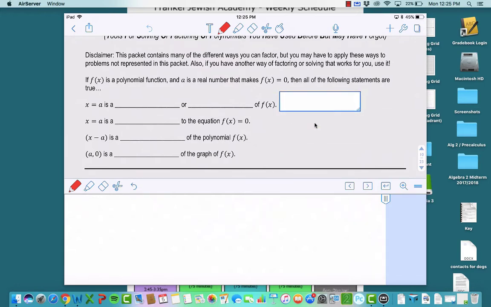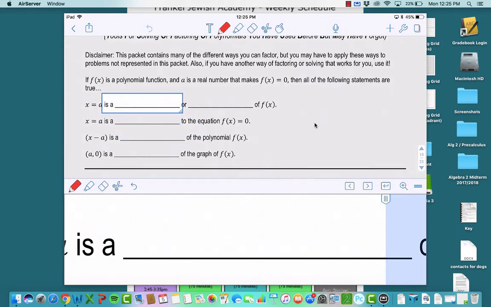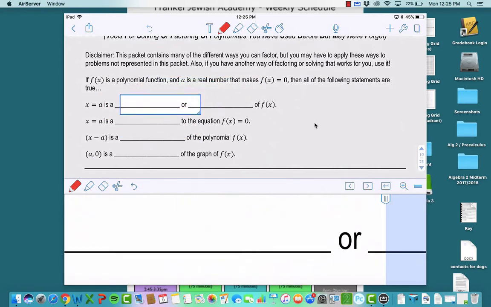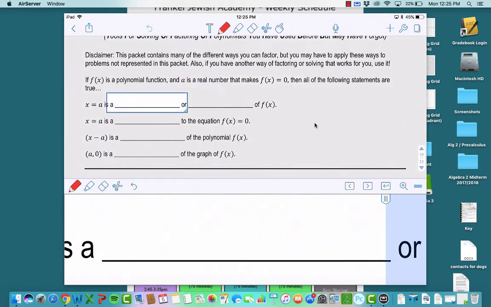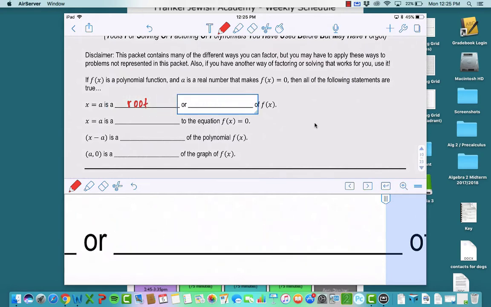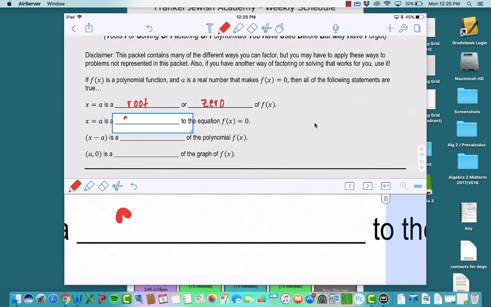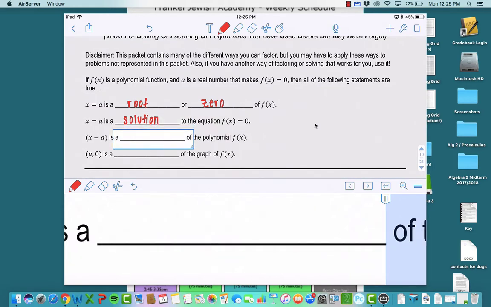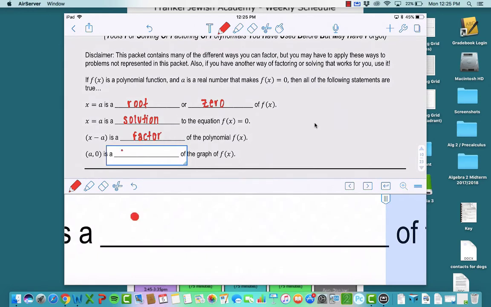And when we find these numbers that make the polynomial equal to 0, it is either a root or a 0 of the graph. Those words are interchangeable. It is also a solution that makes the equation equal to 0. It's also known as a factor. So when I say factor, I also mean solution, and I also mean root. I mean every single one of those things. It is also an x-intercept, where it hits the graph on the x-axis.